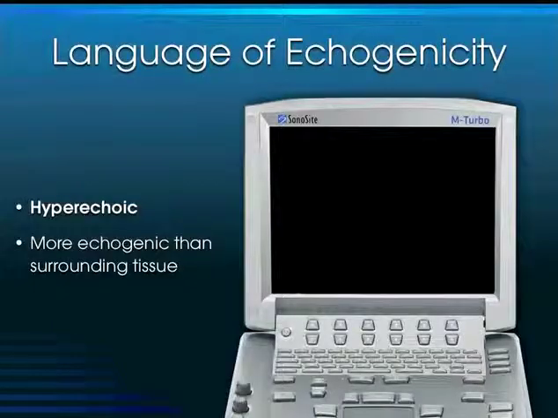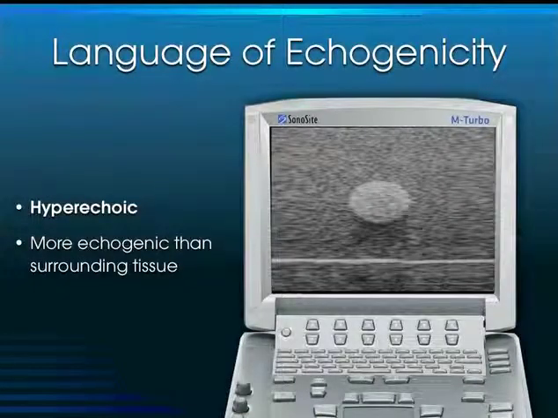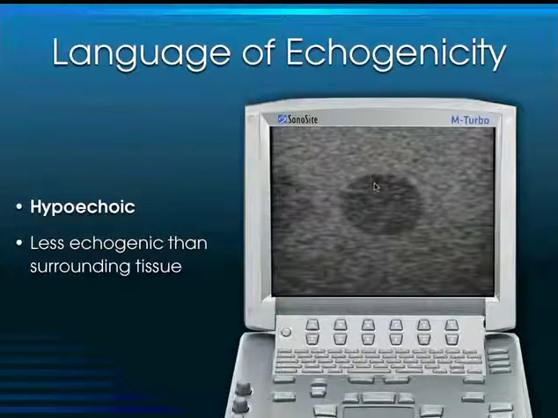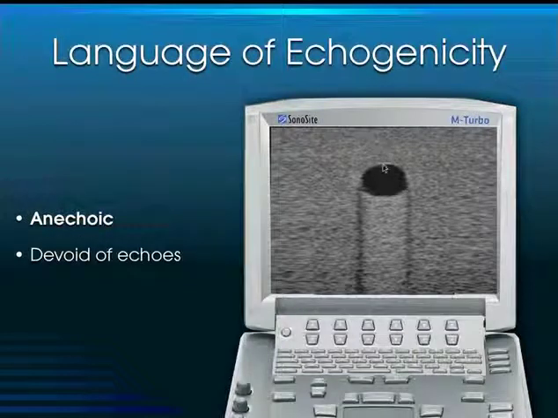And that term brightness is really better termed echogenicity. So a structure is hyperechoic if it is more echo bright than the surrounding tissue or more echogenic. Something is hypoechoic if it is less echogenic than the surrounding tissue. And finally, something is anechoic when it is completely devoid of echoes and is jet black compared to the surrounding tissue.